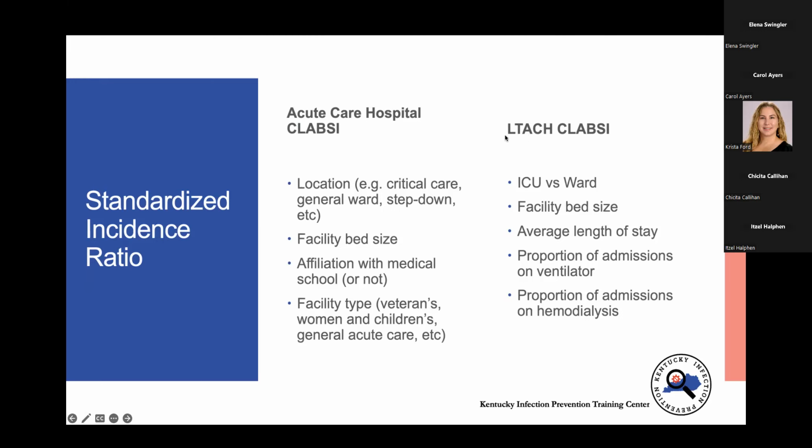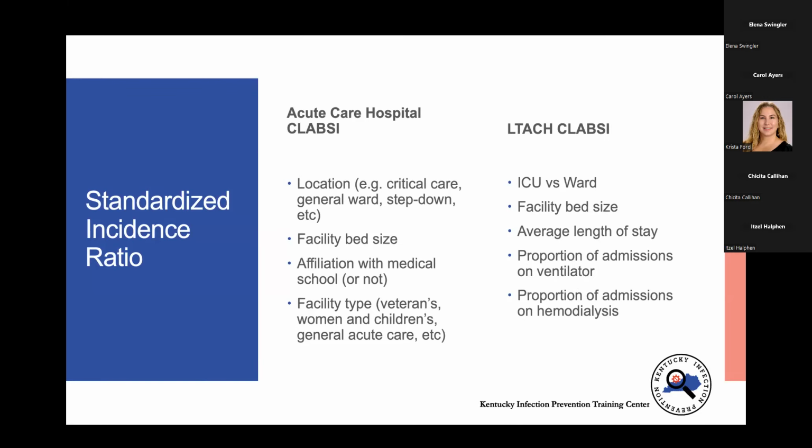And so if we look at, say, a long-term acute care hospital, they have some similar features, but then some different ones. For example, we have ICU versus ward, so a little bit simpler in terms of the location, but the facility bed size is still accounted for. But then based on the long-term acute care surveys, they factor in the average length of stay, the proportion of admissions on a ventilator, and the proportion of admissions on hemodialysis when looking at CLABSI. Interestingly, there is a significant relationship between the proportion of admissions that are on ventilators and central line associated bloodstream infections. Very interesting finding there, that you would think those would be independent, but evidently they are not.